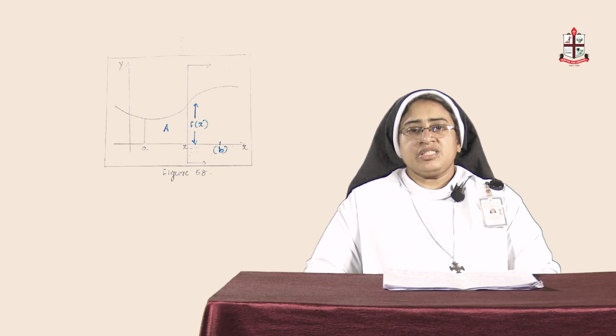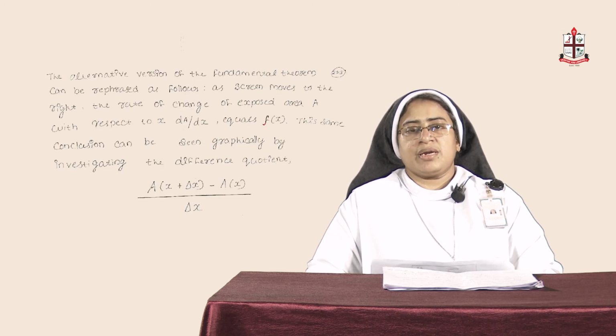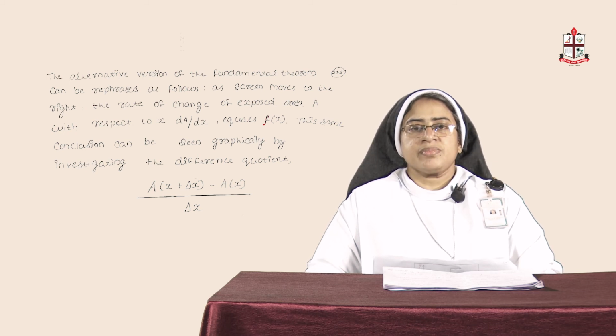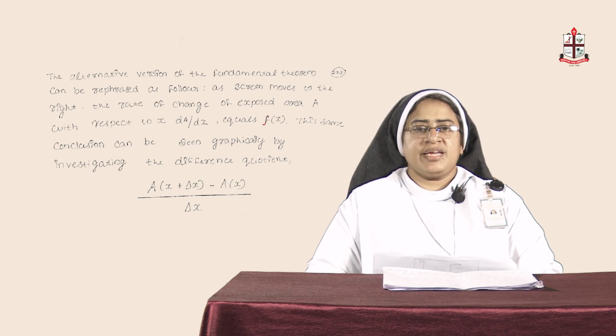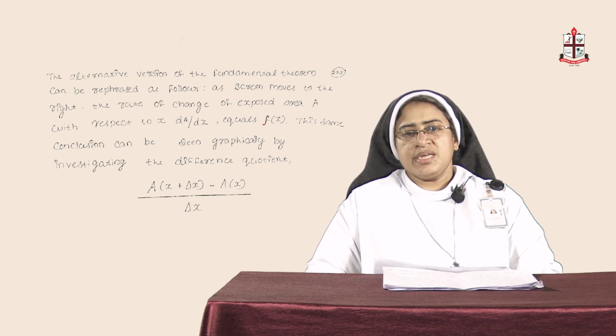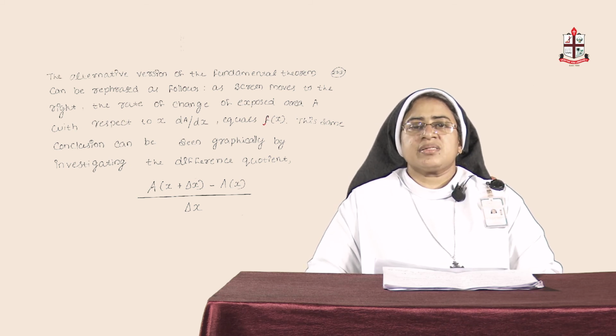Now, what will happen? This is the given figure. Here in the interval a to b, in between you are getting an x, then there is a screen which is placed like this, and there is an area A which is marked like that, and the x axis and y axis are specially marked. In the next slide we can see that the alternative version of the fundamental theorem can be restated as follows. What will happen as the screen moves to the right? The rate of change of exposed area capital A with respect to x, that is d capital A by dx, equals small f of x.